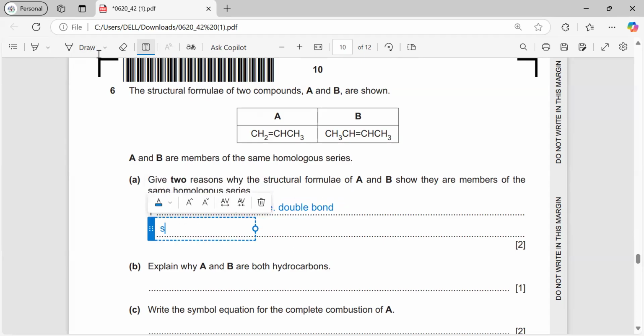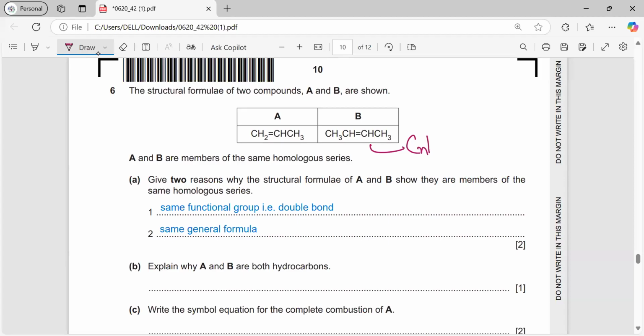The second thing is they both follow the same general formula, which is CnH2n. Because they are alkenes, and alkenes will follow the CnH2n general formula. So it's the same in both.